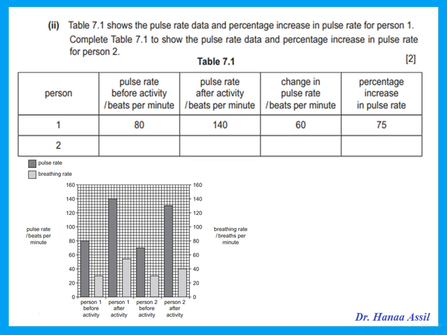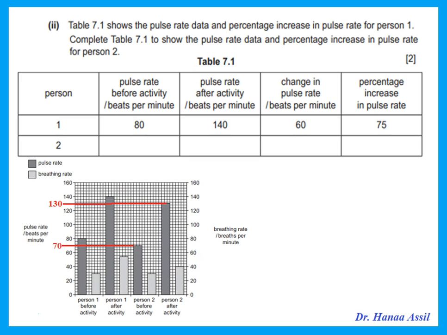Table 7.1 shows the pulse rate data and percent increase in pulse rate for person 1. Now he says complete it for person 2. So let us take a look at the pulse rate for person 2. Before activity, person 2 is 70. After activity is 130. So the change in pulse rate, the difference between them, is 60.